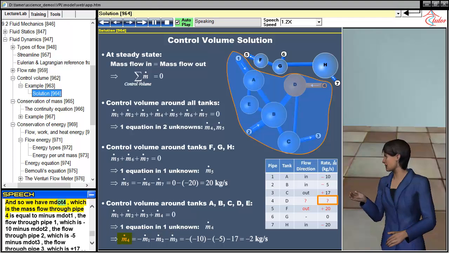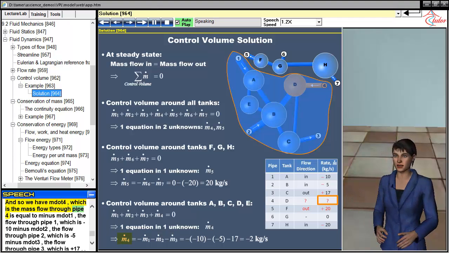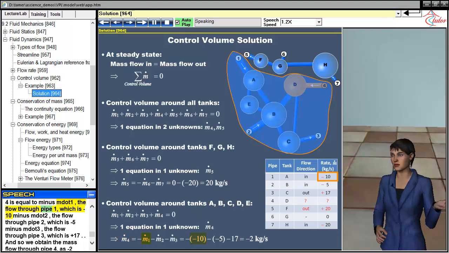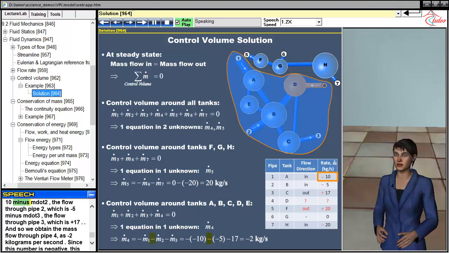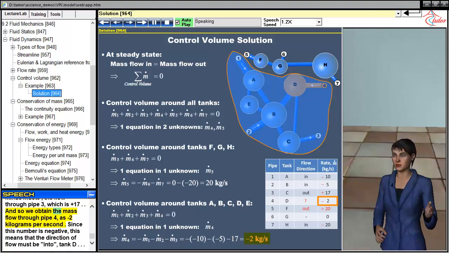And so we have m.4, which is the mass flow through pipe 4, is equal to minus m.1, the flow through pipe 1, which is negative 10, minus m.2, the flow through pipe 2, which is negative 5, minus m.3, the flow through pipe 3, which is positive 17. And so we obtain the mass flow through pipe 4 as negative 2 kg per second. Since this number is negative, this means that the direction of flow must be into tank D.